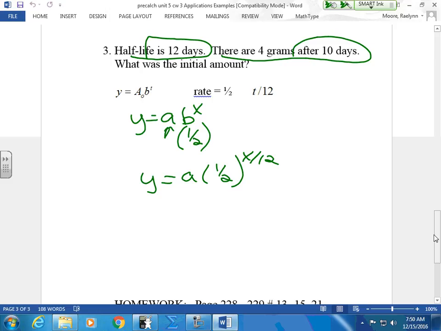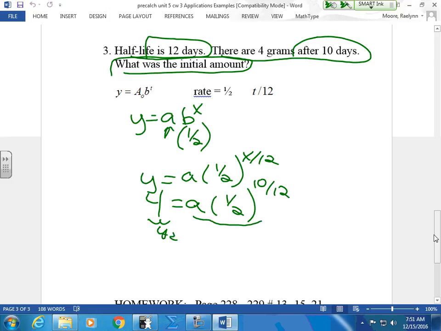So what is my initial value? I don't know. That's what we have to find out. So we're going to leave this as A. What are they giving us that we could use? 10 days, so where does that go? x. And how many grams will it be after 10 days? 4. So you have 2 choices. We can put this in y2. We could put this in y1. I will make this be my x.